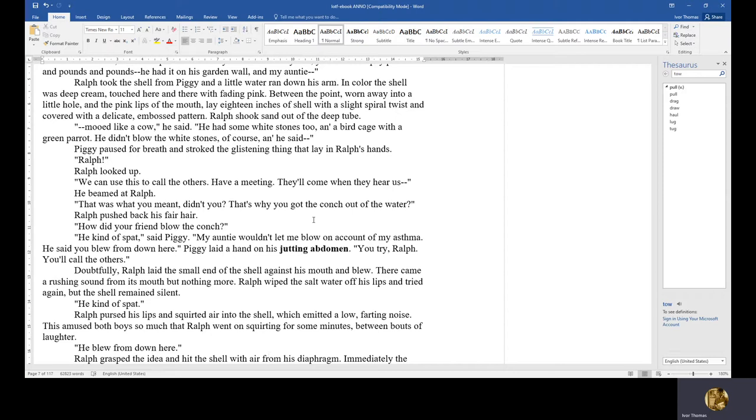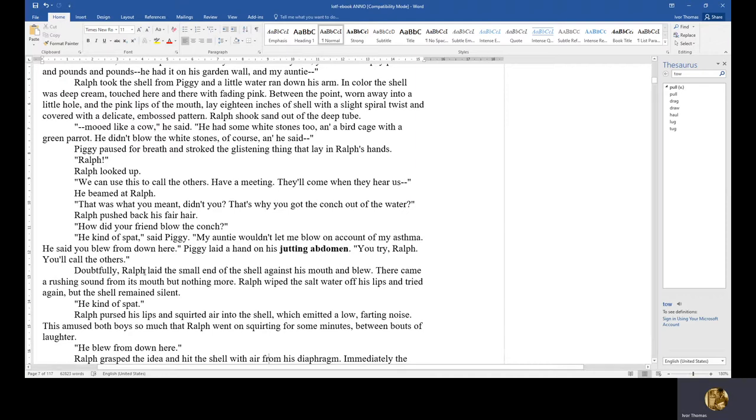Ralph pushed back his fair hair. How does your friend blow the conch? He kind of spat, said Piggy. My auntie wouldn't let me blow on account of my asthma. He said you blew from down here. Piggy laid a hand on his jutting abdomen. You try, Ralph. You'll call the others.